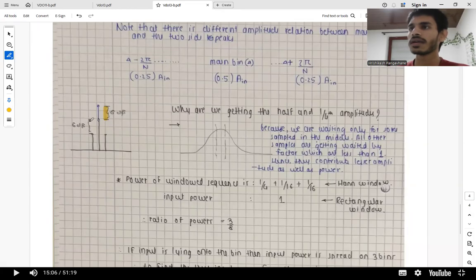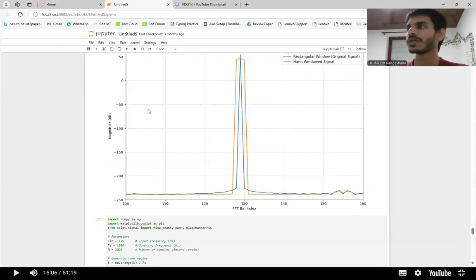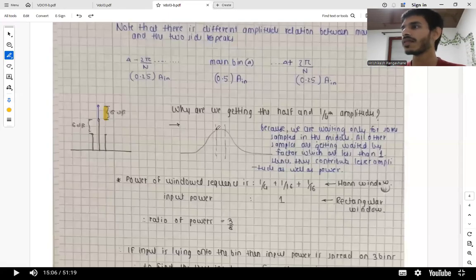And when it corresponds to this, again this is 1/4. So basically, this difference is also 6 dB. So over here, we can see from this point to this point, the drop is 12 dB. And from the main bin to the rectangular plot, there is a 6 dB drop or 6 dB difference.